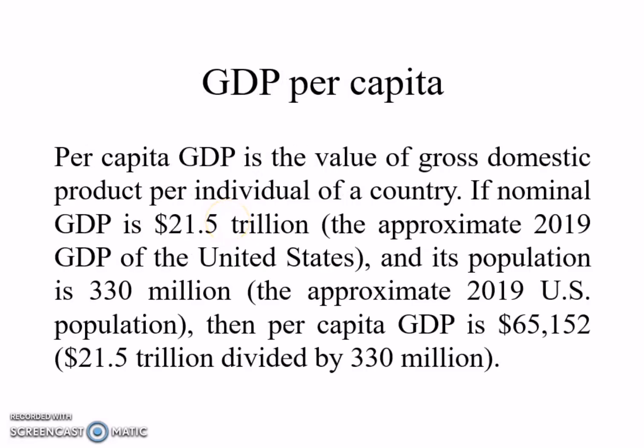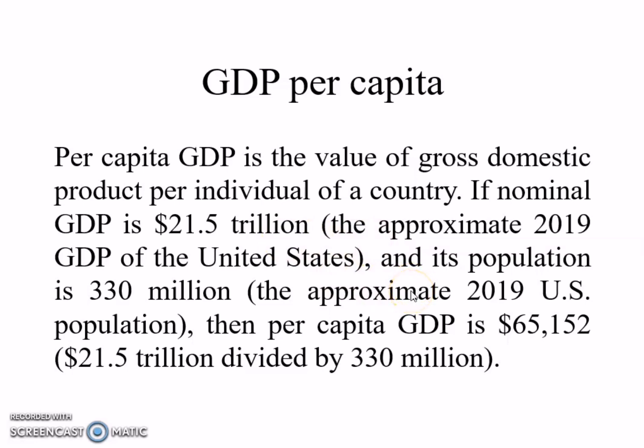Now the GDP per capita, or per capita GDP, or GDP per person, or GDP per individual, whatever. So per capita GDP is the value of gross domestic product per individual. So simply we divide the GDP by the population. Okay. So in the United States, for example, if it is 21 trillion, then this is the approximate figure for 2019. Morocco is 118 more or less.